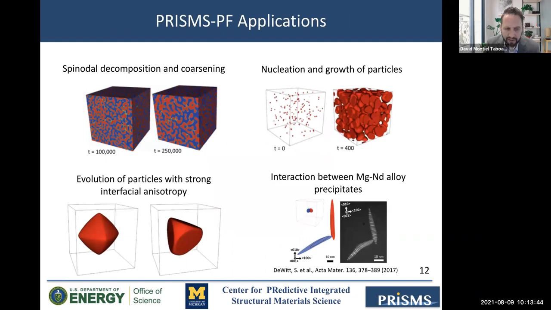And these are a few other examples that we've simulated, or other people have simulated using PRISMS-PF. Starting from top left, we have spinodal decomposition and coarsening, nucleation and growth of particles. Top and bottom left, we have evolution of particles with strong interfacial anisotropy that have evolved from an initially spherical shape. And the reason they have different shapes is because each particle has a different form of the anisotropy function.